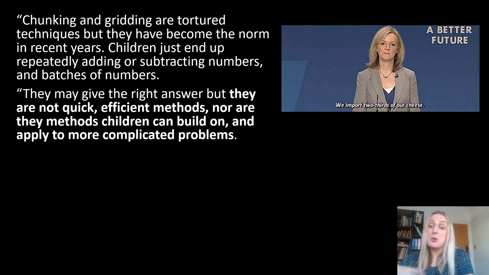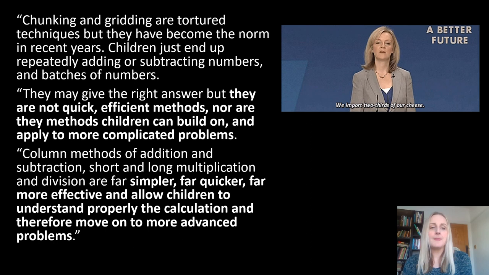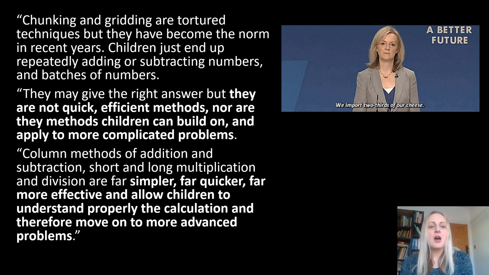We're going to go through this piece by piece and say, what is she saying that's actually got some truth in it, and what is she saying that's not quite right? "Column methods of addition and subtraction, short and long multiplication and division are far simpler, far quicker, far more effective, and allow children to understand properly the calculation and therefore move on to more advanced problems."